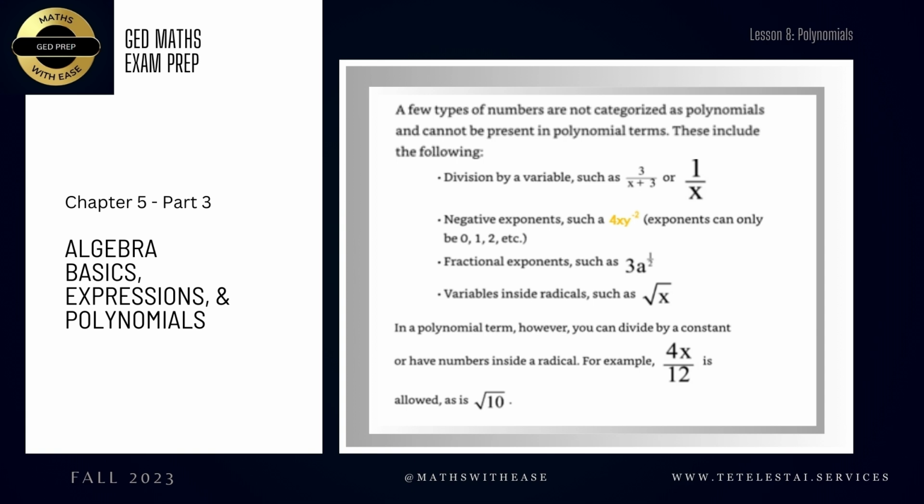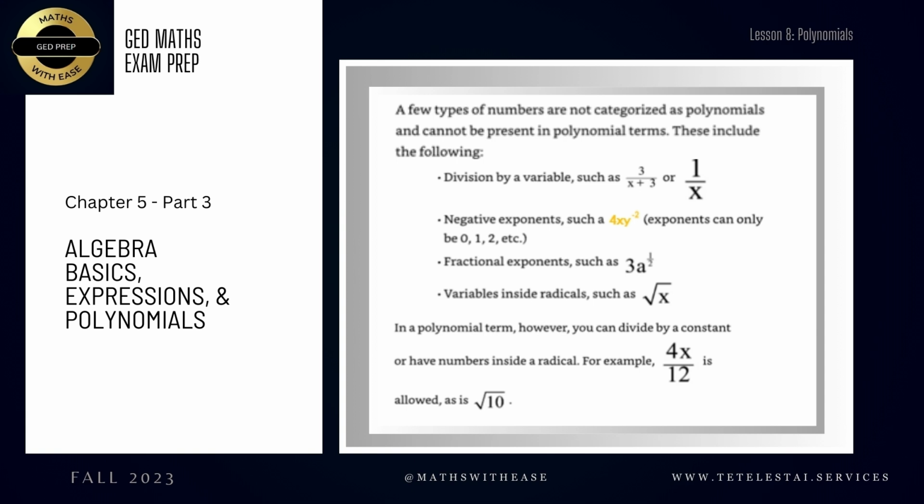I just wanted to point that out because the difference would be that in this particular instance, we don't know what x is. So if one day x is 10 and then tomorrow x is 20, well, the square root of 10 and the square root of 20 are two different numbers. And that's why when you see a variable under a radical or under a square root sign, that expression doesn't count as a polynomial, because we don't know what that value is. It changes all the time, right? In a polynomial term, however, you can divide by a constant or have numbers inside a radical, as I just spent a lot of energy explaining, okay?